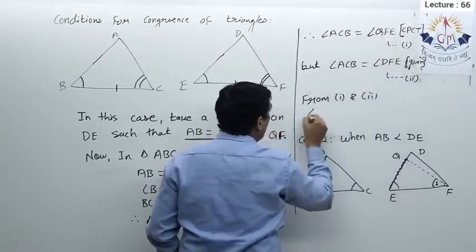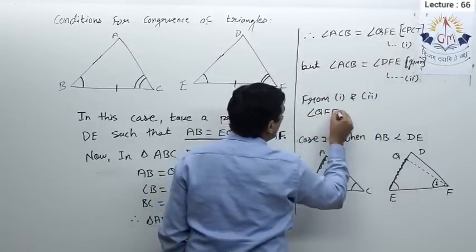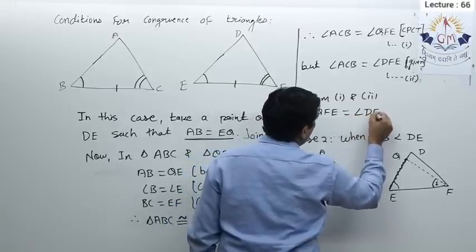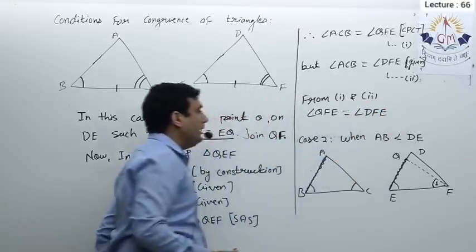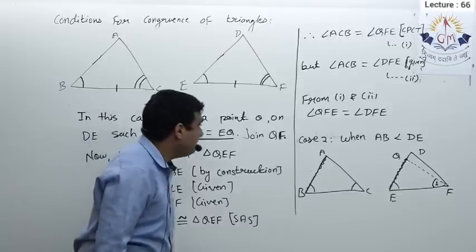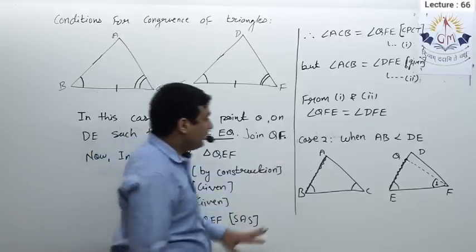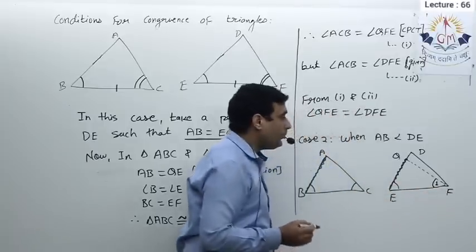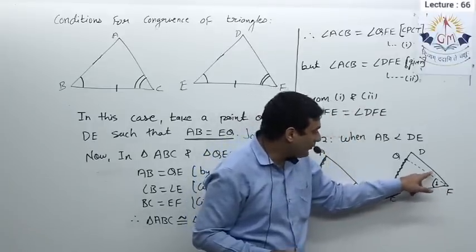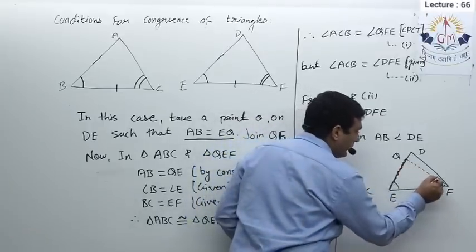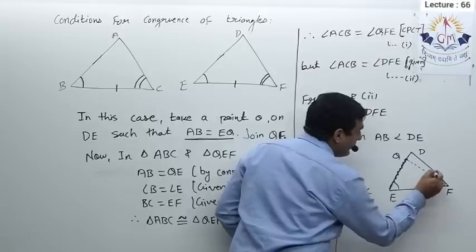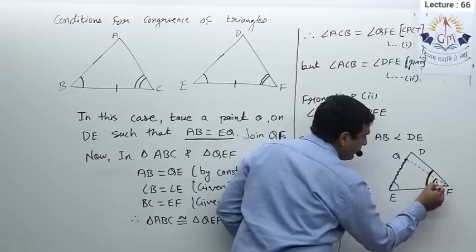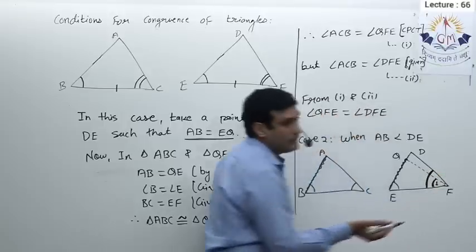So here I can say angle QFE is equal to angle DFE. Now see over here, this QFE is equal to DFE. Is it possible this smaller angle is equal to this larger angle? When I say QFE, I am talking about this angle. When I say DFE, I am talking about this angle. Now can we say this smaller angle is equal to this little bit larger angle?